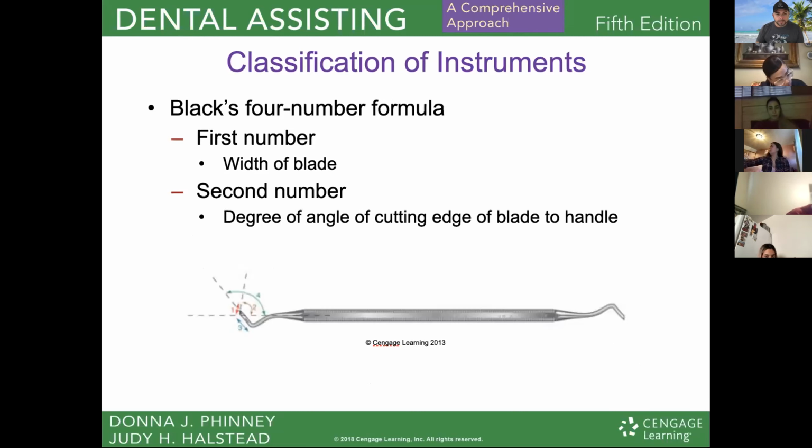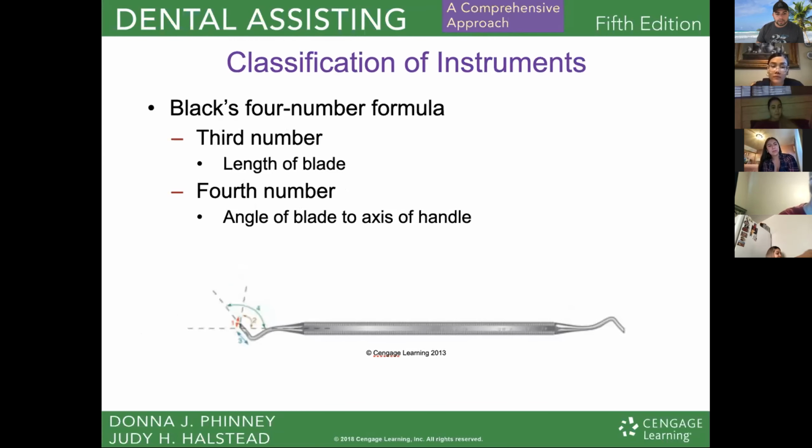Now, if we're dealing with an instrument like an angle former or a gingival margin trimmer or something of that nature, it's going to have 4 numbers. In that case, the first number is again going to be the width of the blade, which is that very, very small dimension that we see in red. The second number will be the degree of angle of the cutting edge of the blade to the handle. So there's a difference here from the first angle that we were talking about. This is the cutting edge of the blade. It's very, very small. And then in relation to the handle.